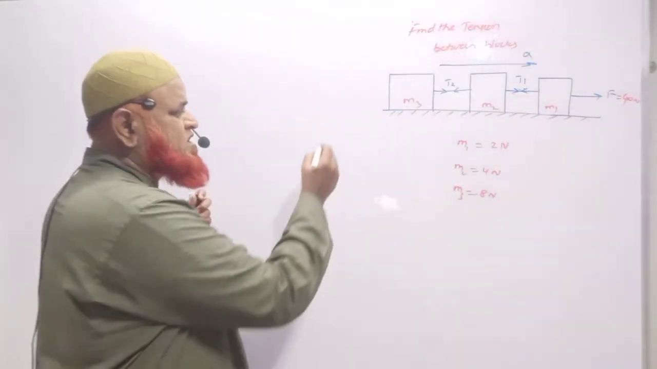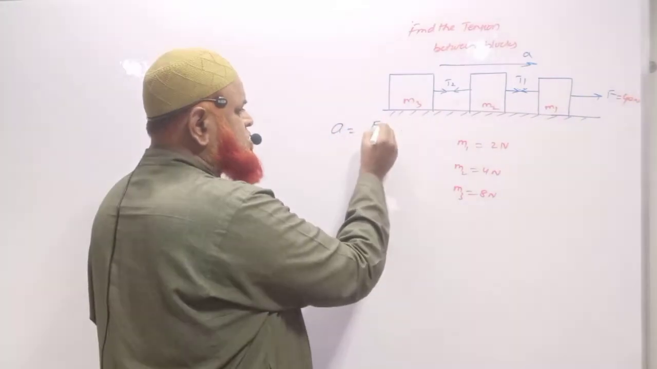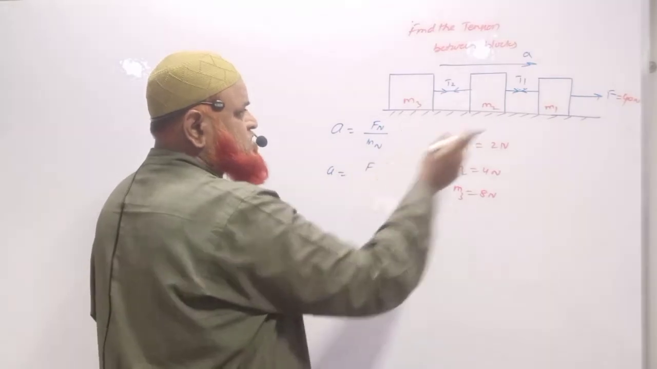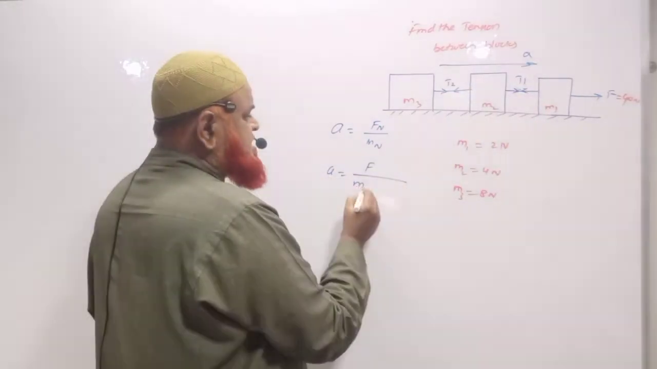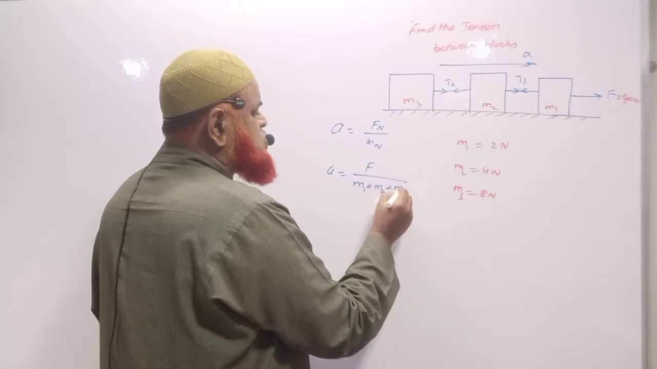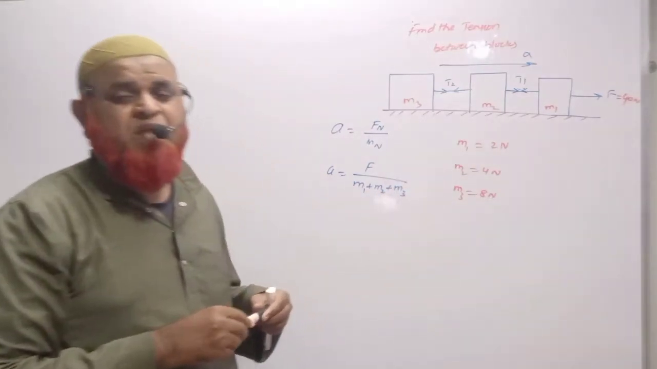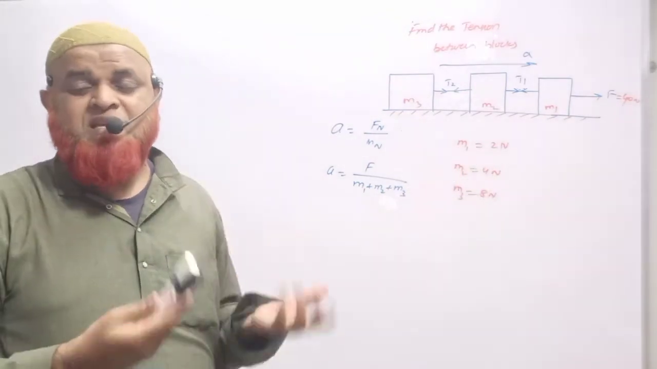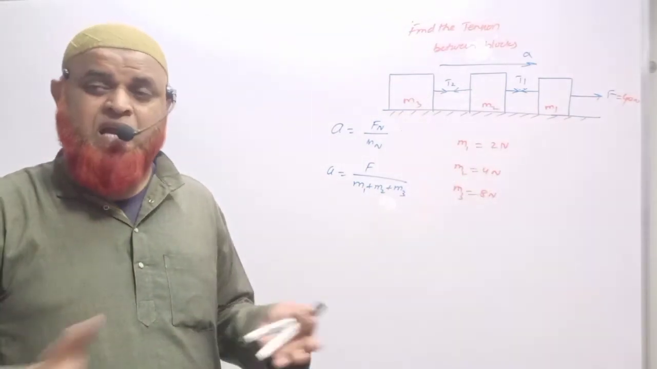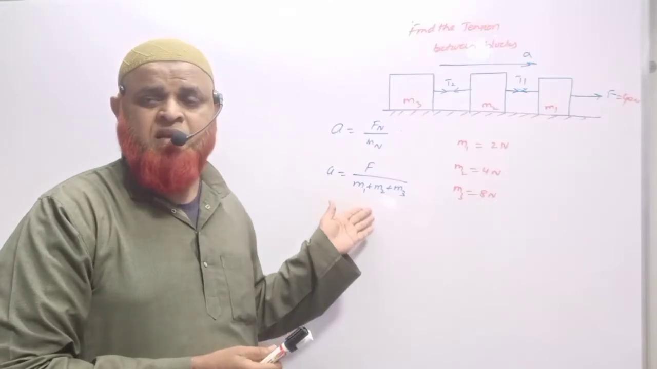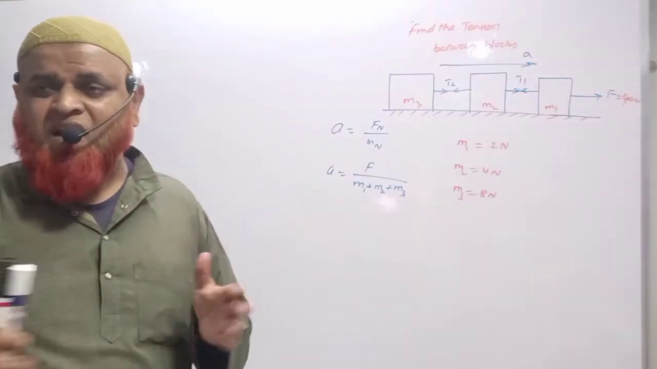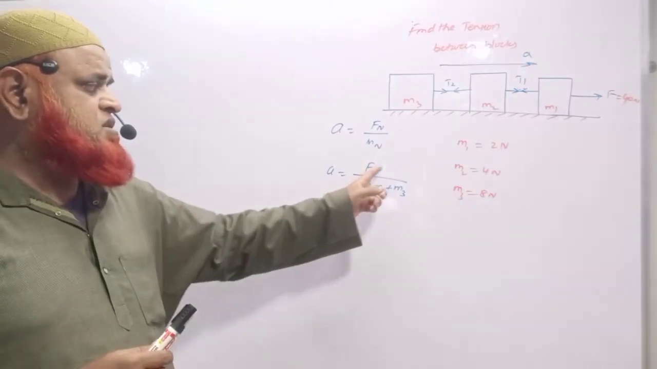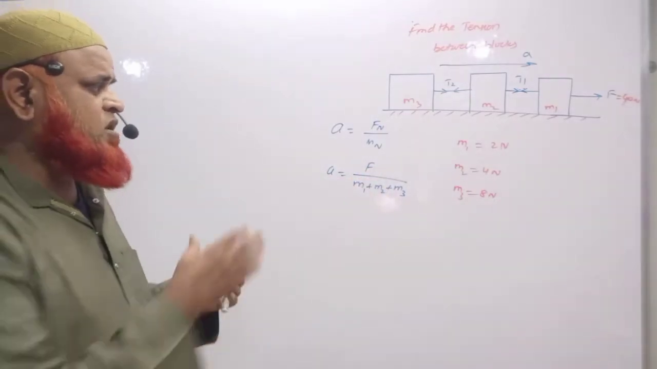Okay? So I told you a shortcut formula. Acceleration is equal to force net by mass net. Here force net is capital F. Mass net is M1 plus M2 plus M3. If you take free body diagrams and draw the diagram separately, apply the equations of free body diagram and club them, the same thing you will get again. So all these steps we are eliminating by writing a shortcut here. So acceleration is equal to force by net mass. Here we got an acceleration.